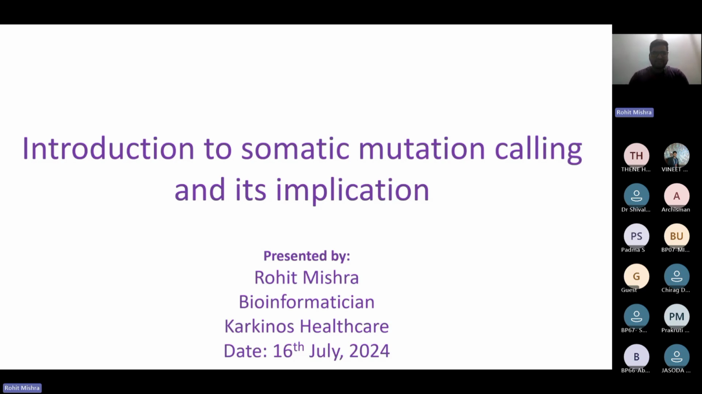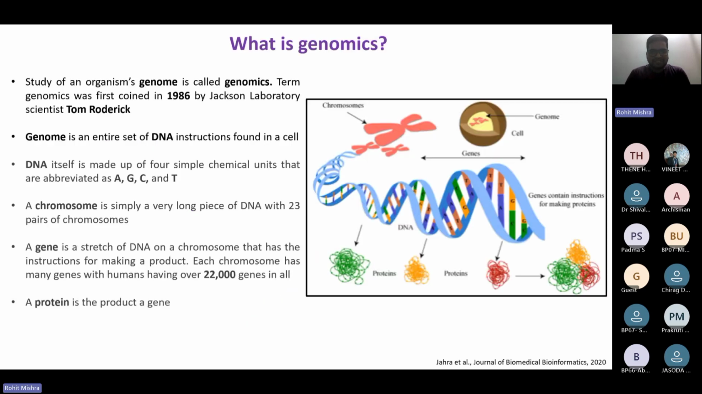I'm Rohit Mishra, and today I will be presenting my topic, that is, introduction to somatic mutation calling and its implications. So first of all, talking about the very basics, that is genomics. For understanding the variants, we need to understand what exactly genomics is, because without genomics, we can't understand the mutations. The term genome was coined in 1986 by Tom Roderick of the Jackson Laboratory. The genome is the entire set of DNA, which has the instructions present in the cell. DNA itself is made up of four chemical units: adenine, represented with A, guanine, G, cytosine, C, and thymine, T.